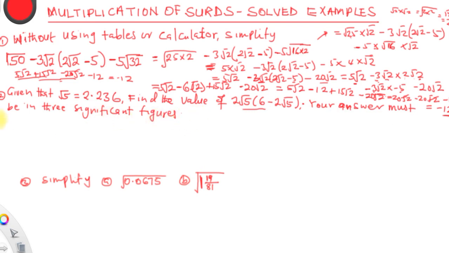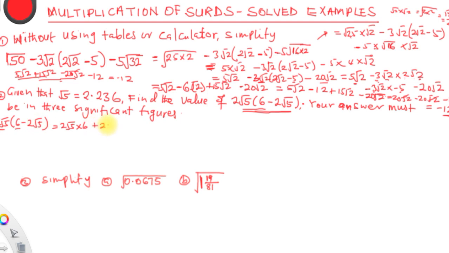Okay, so solution. Means you have to simplify this. Okay? So fine, we have 2 root 5 multiplying 6 minus 2 root 5. Okay? So this 2 root 5 multiplies the 6 first, and then, this is positive, so plus 2 root 5.